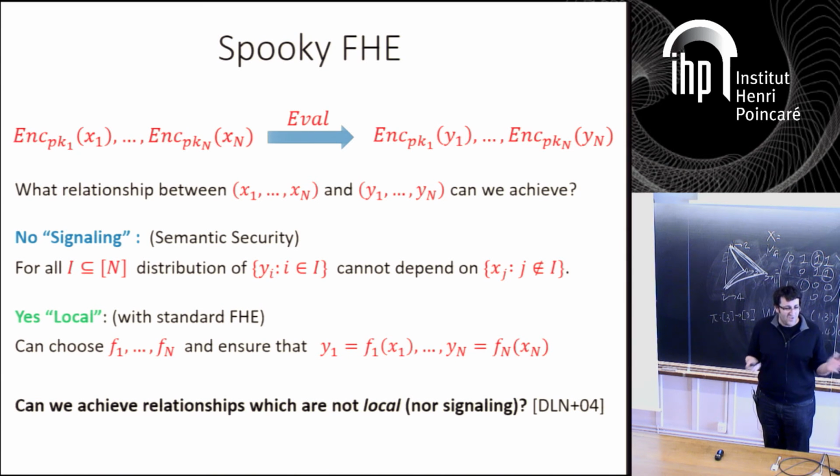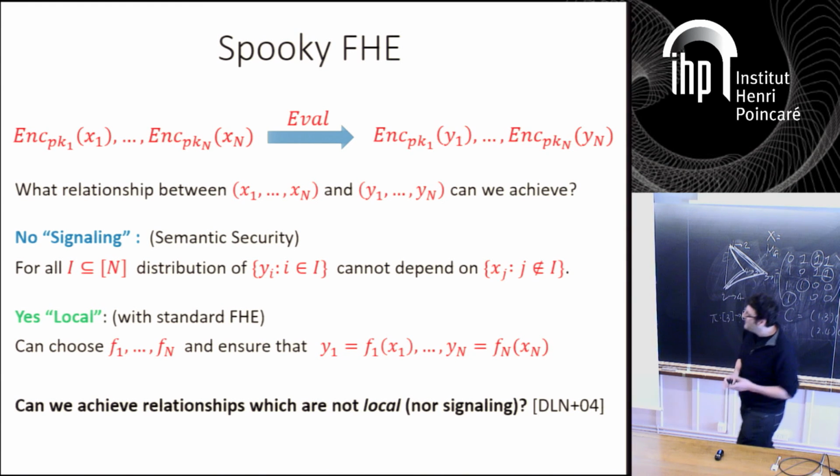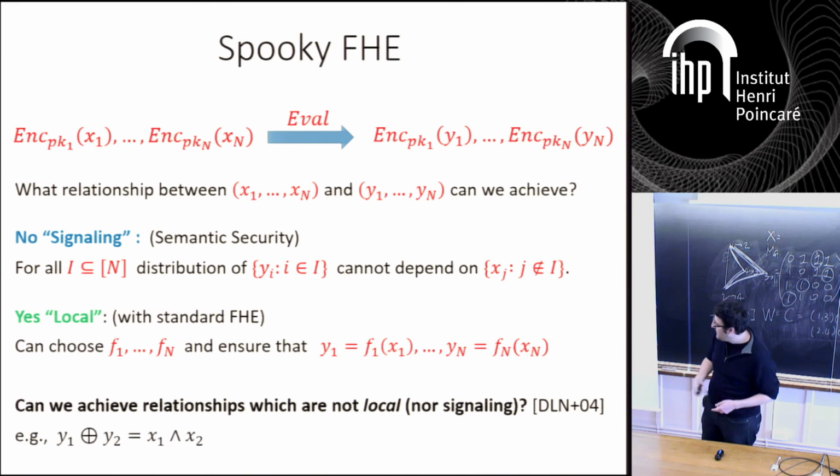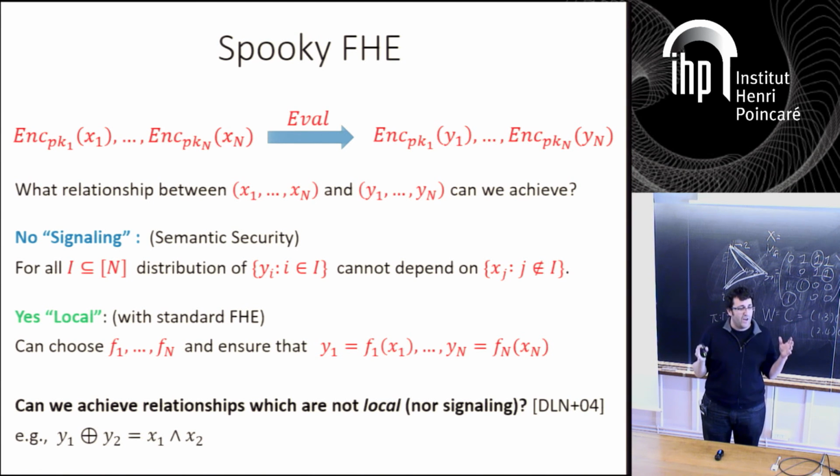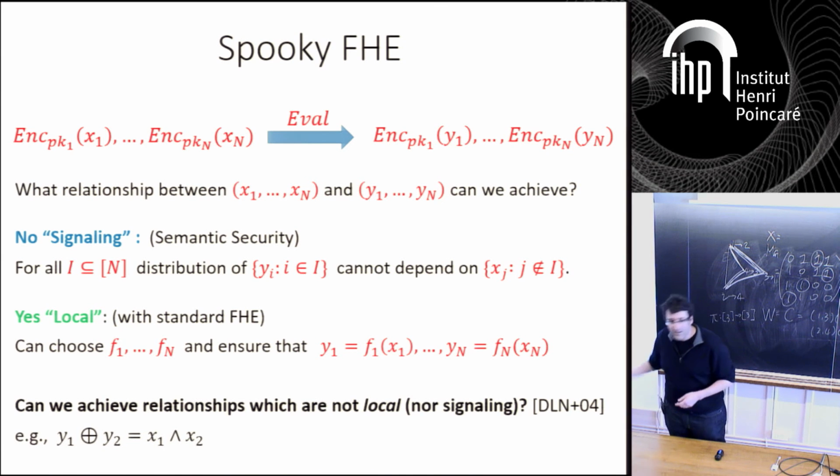Just to give you an example, because it's always confusing, what do I mean? How can there be something in between? Here's something specific. For example, in the case of n equals 2, imagine I want y1 and y2 to be two random values subject to their XOR being the AND of x1 and x2.